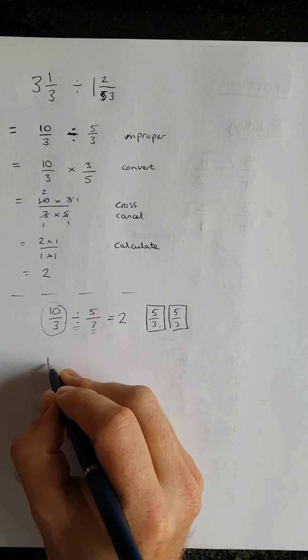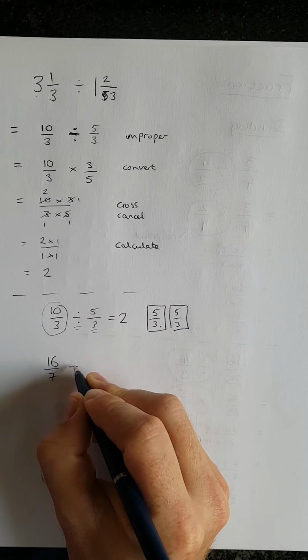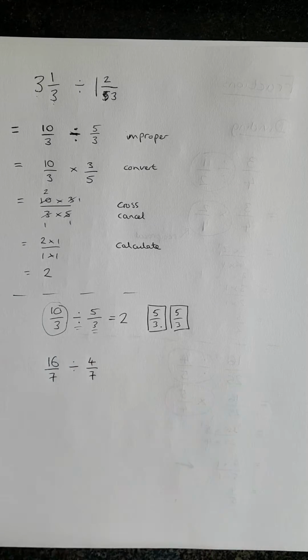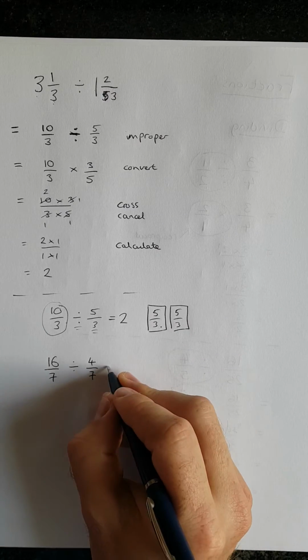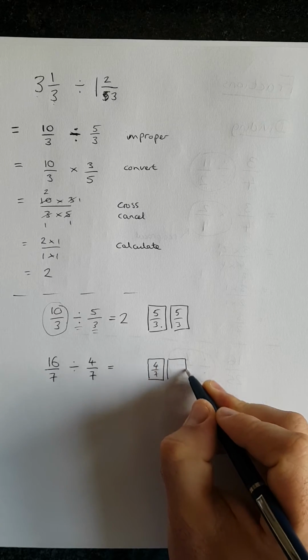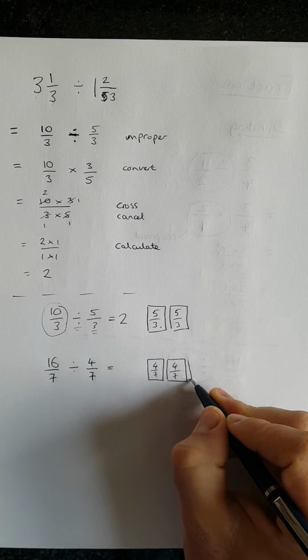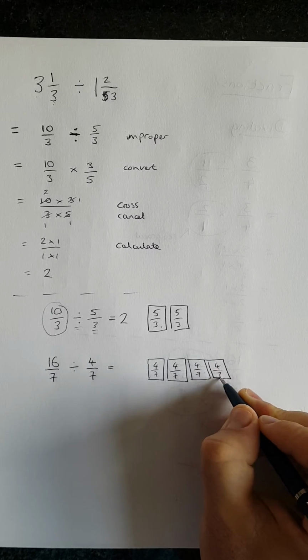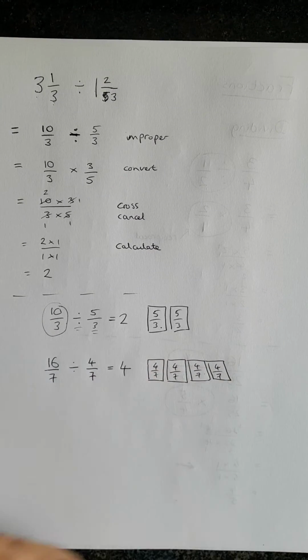Let's look at another one like that. I've got 16/7 cut into 4/7. That's 4/7, 8/7, 12/7, 16/7.